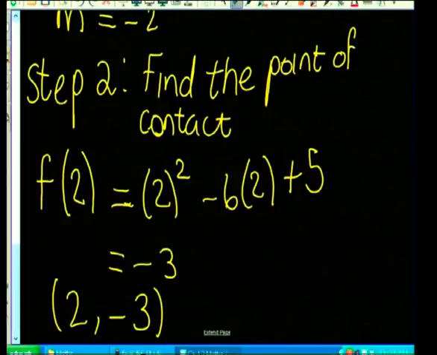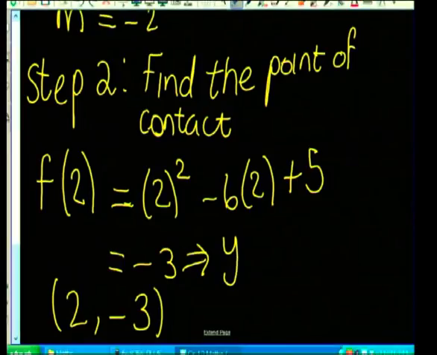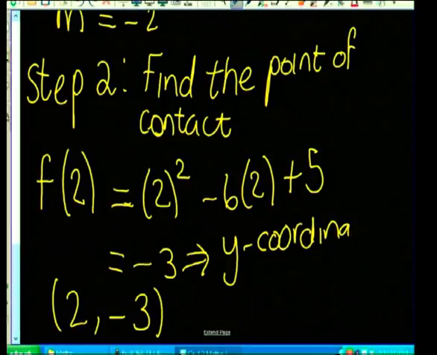Remember, guys, we did a question very similar to this earlier, where they asked what this point represents. This represents your y coordinate. In other words, this is your x, this is your y. So we're almost there, one more step to go.